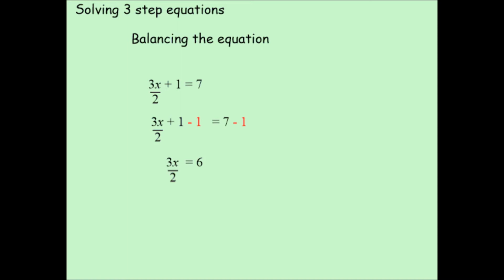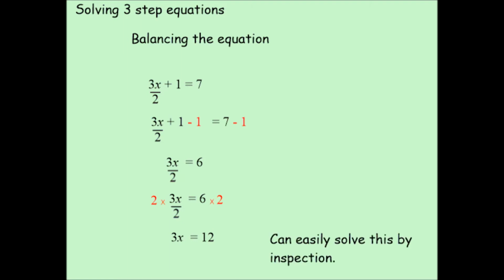Now, the 3 is with the x in the numerator, the 2 is further away. We will undo that 2 by timesing both sides by 2. So on the left-hand side, the two 2's cancel out, and we're left with just 3x equals 6 times 2 is 12. Now, to solve this equation we can do this by what's called inspection. We can look at that equation and work it out in our heads. 3 times what equals 12? 3 times 4. So the answer would be x equals 4.